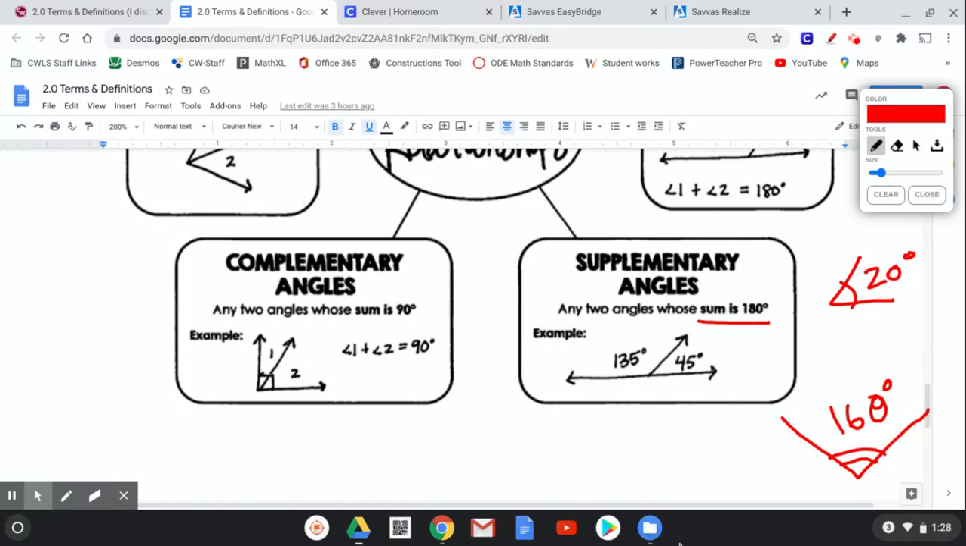And then the last one is complementary. Their sum is 90 degrees, all right? So you're going to see the right angle, and then you're going to see that ray that splits them, okay? And they're just going to add up to 90 degrees, okay?